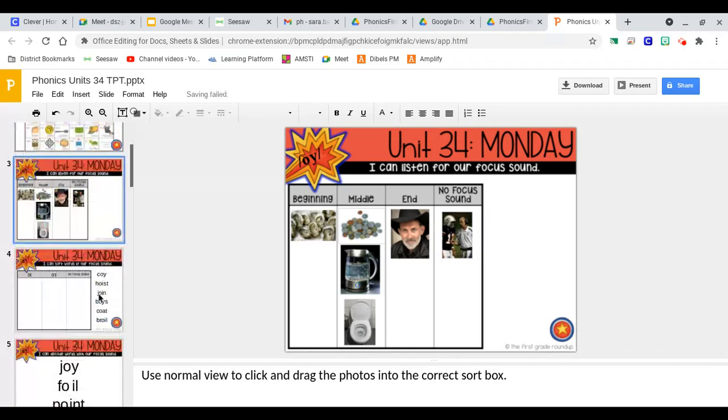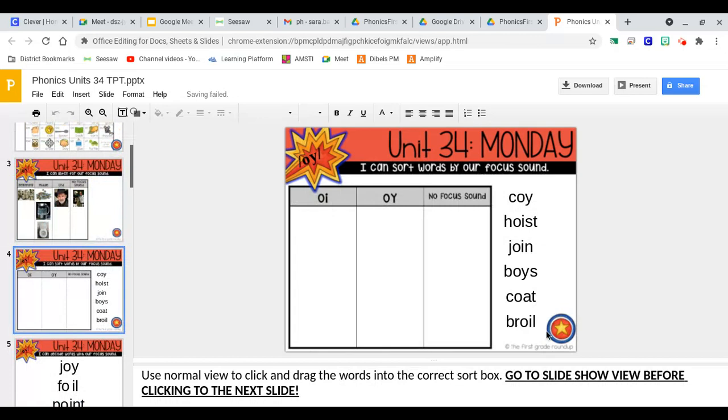All right, moving on to our next thing. We're going to sort some words. Now, guys, remember that when we're sorting these words, we are listening for the oi sound. We can make the oi sound by having oi or oy. So those are the only two ways we're going to get that sound. If these words don't have that in them, they can't make our sound. The first word is coy. Coy. So where would that go? OI or OY? Well, that goes for OY.